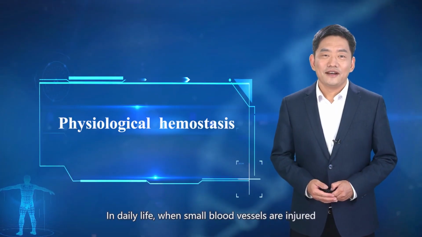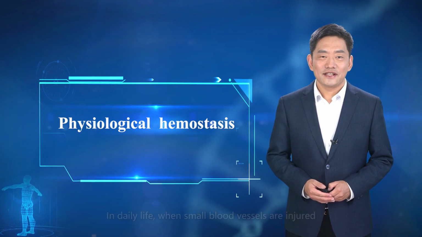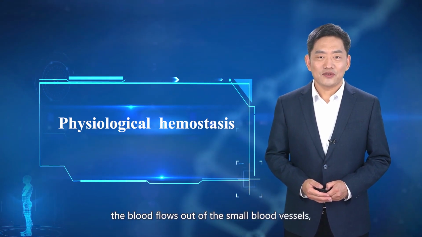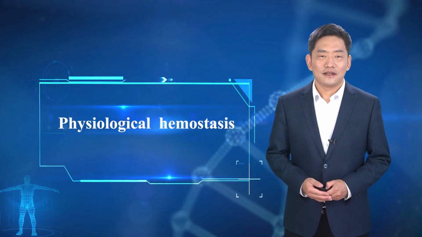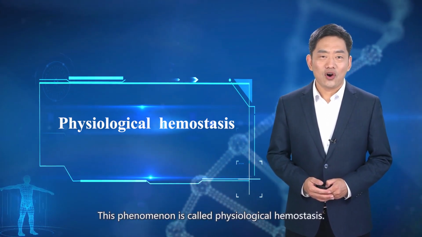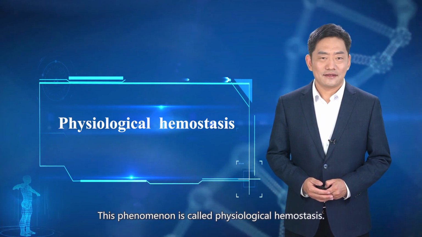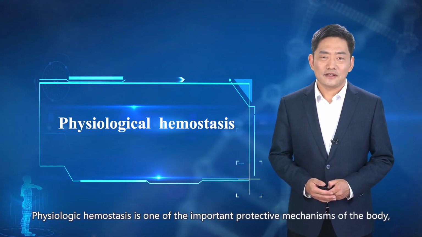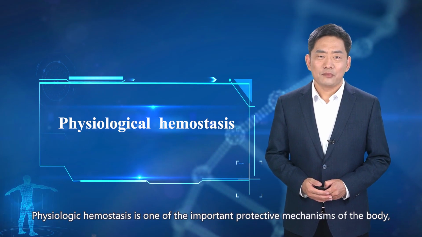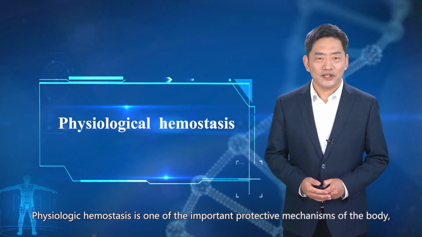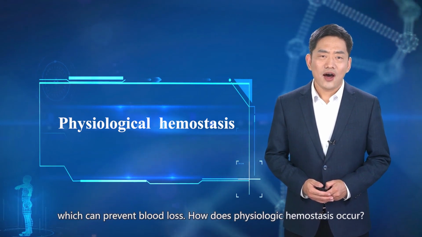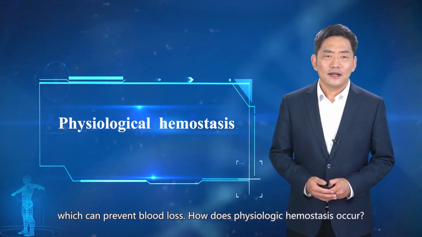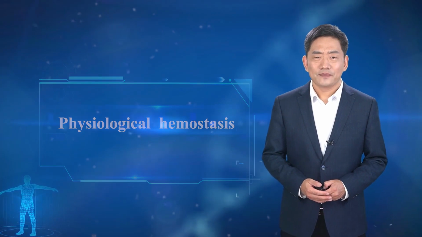In daily life, when small blood vessels are injured, blood flows out of them, and the bleeding stops after a few minutes. This phenomenon is called physiological hemostasis. Physiological hemostasis is one of the important protective mechanisms of the body, which can prevent blood loss. How does physiological hemostasis occur?